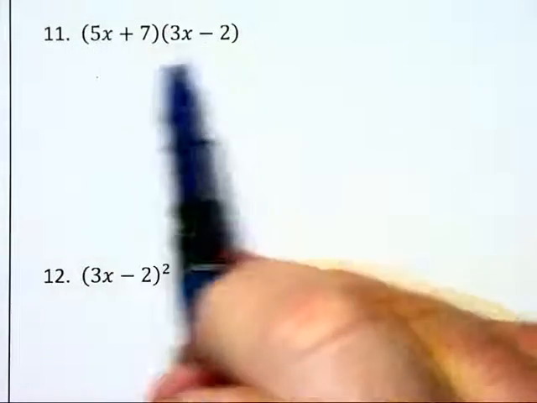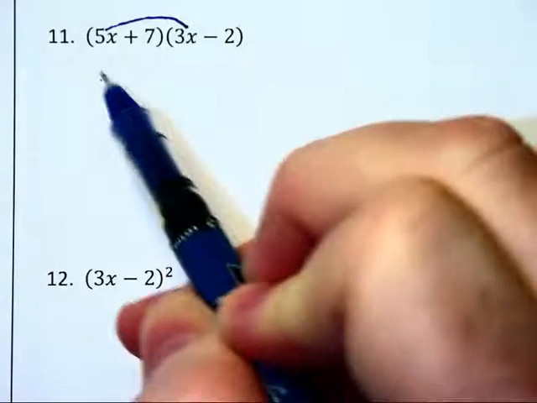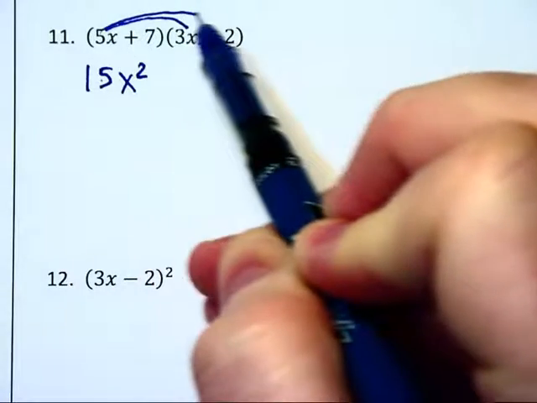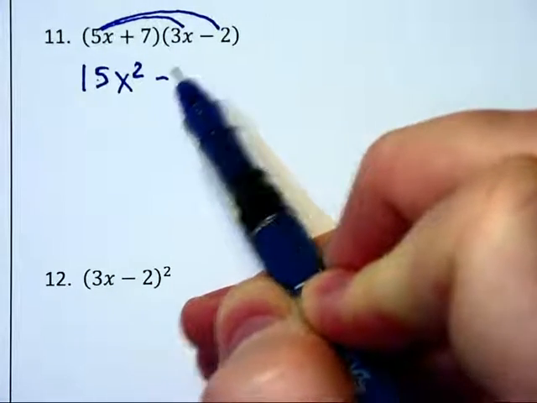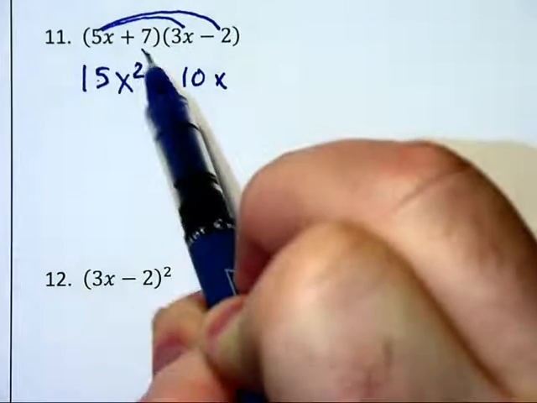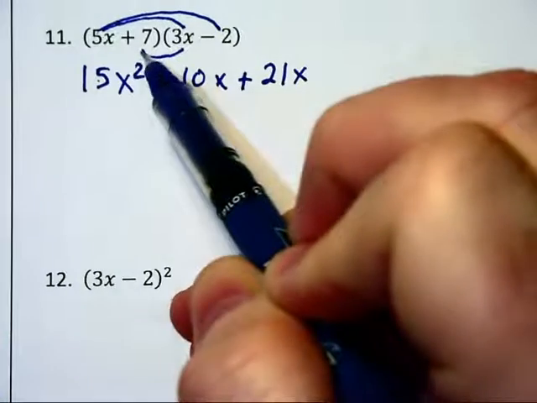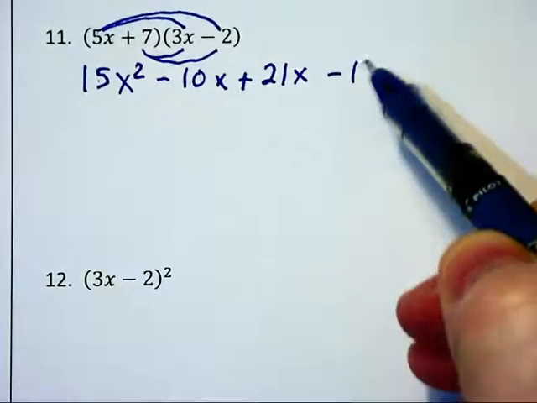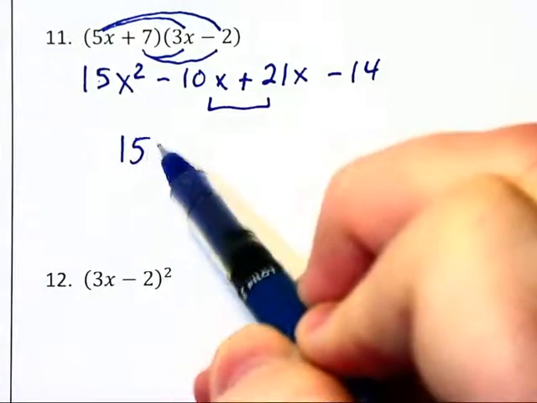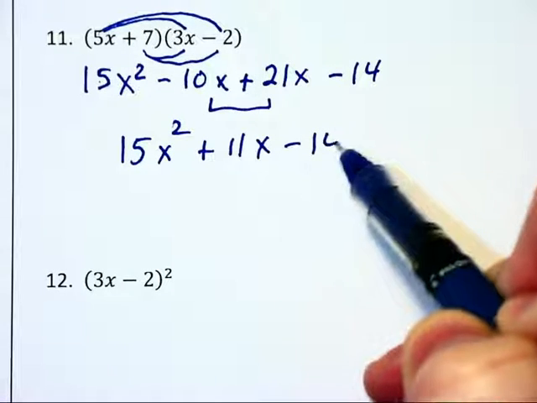Now we are back to binomial times binomial. We begin with 5x times 3x, which is 15x squared. We then have 5x times negative 2, making minus 10x. We begin the second distribution, 7 times 3x, that is 21x, and 7 times negative 2 makes negative 14. Combining these middle terms together, we have 15x squared plus 11x minus 14.